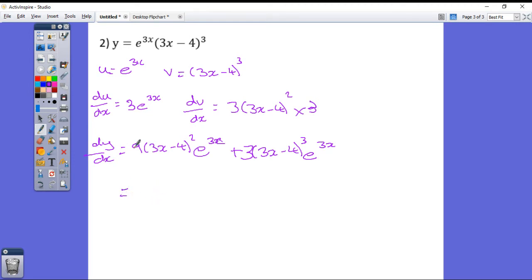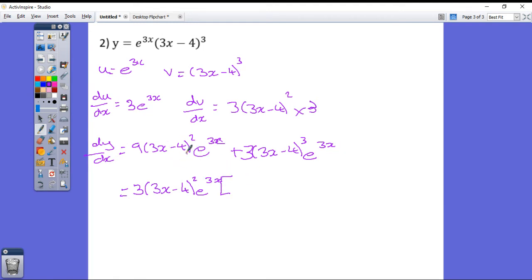Let's start factorising. So integers, we've got a 9 and a 3, so there's a common factor of 3. Bracket squared, bracket cubed, so we've got bracket squared as a common factor. And both terms have an e to the 3x. So we have three kind of separate common factors: an integer, the bracket, or two of the brackets, and then the e part.